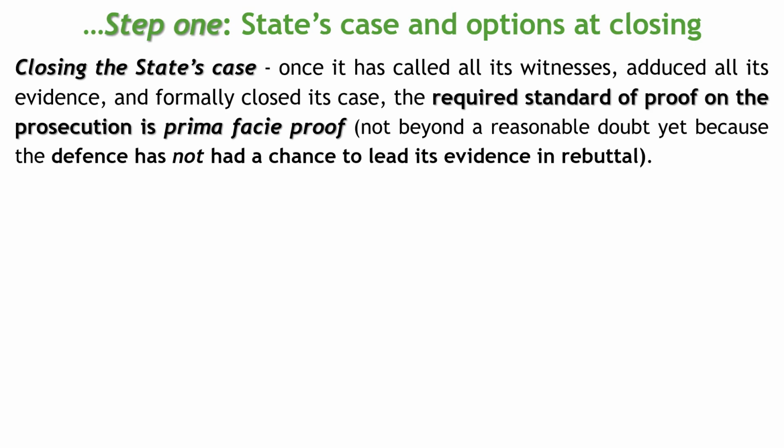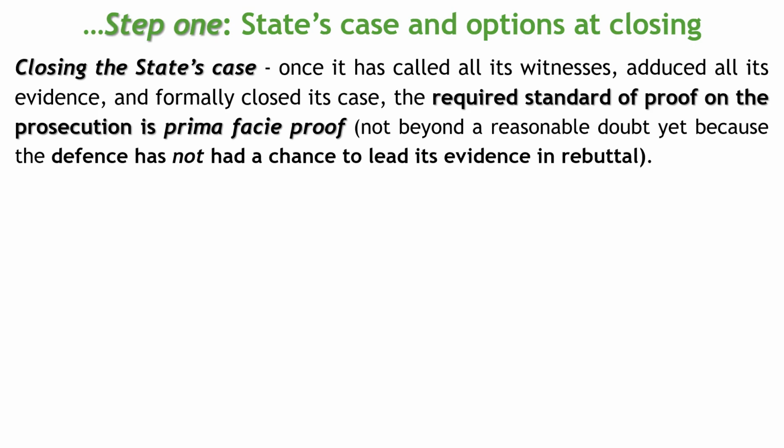Now, it is very important that you understand at this point in the process, the court is not going to consider whether the state has proven its case beyond a reasonable doubt. Because the only way in which the court can decide whether the state has proven its case beyond a reasonable doubt is if it has listened not only to the state's version of events, but also the accused's version of events. So only at the end of the trial, when the court has listened to both the prosecution and the defense's versions, can the court decide on whether the person is guilty beyond a reasonable doubt.